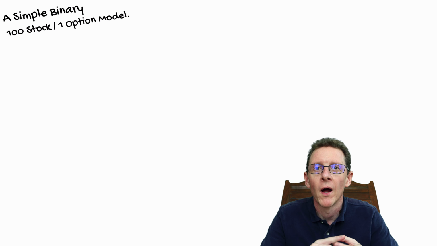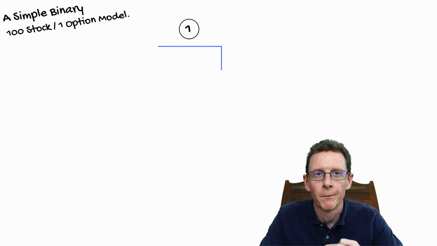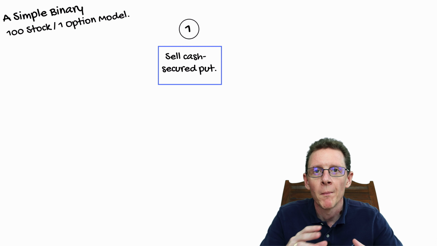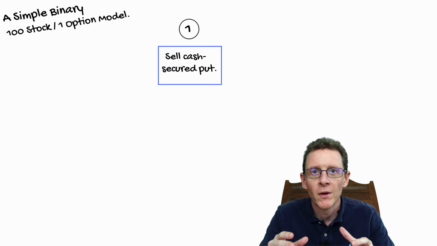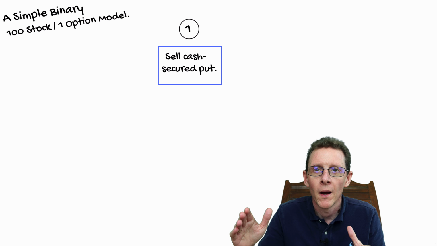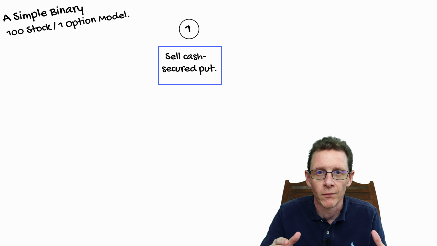Okay, so let's begin by looking at a very simple binary model that runs the strategy using a single option or 100 shares of stock. We begin at point 1 by selling a cash secured put. When I say the model is binary, what I mean by that is we'll just have two very simple outcomes. By the expiration date, either the stock can go up and is above the strike price of an option, or goes down and will be below the strike price of an option.